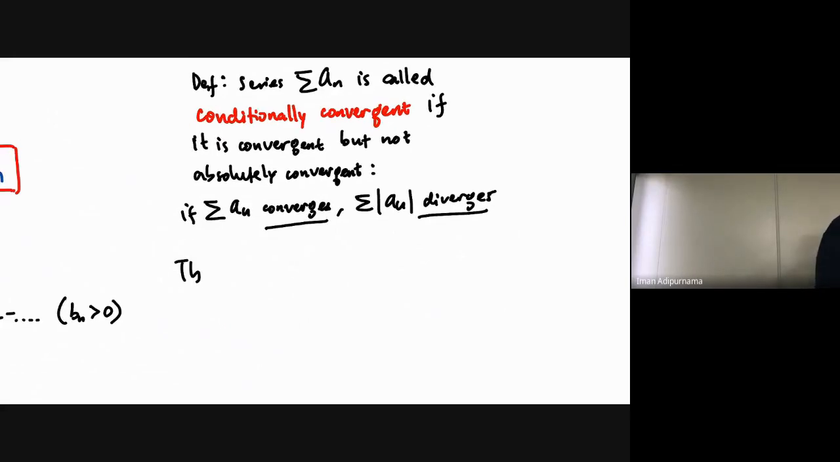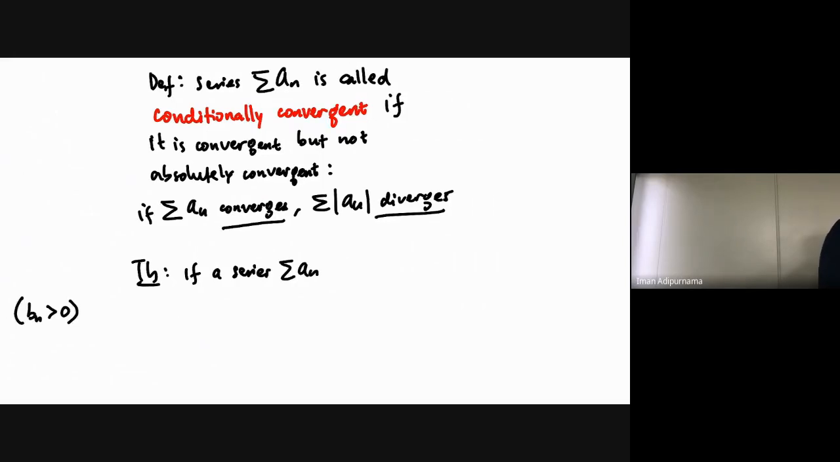Then the theorem. If a series is absolutely convergent, then it is convergent.